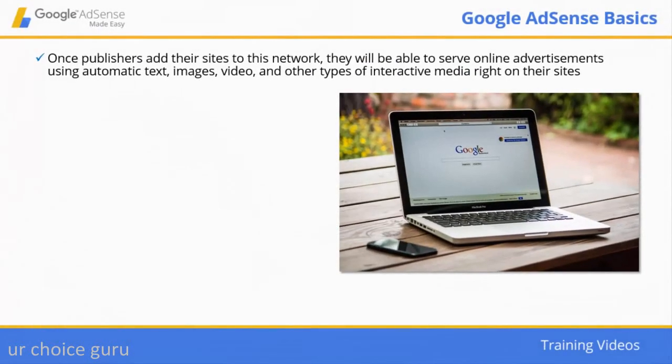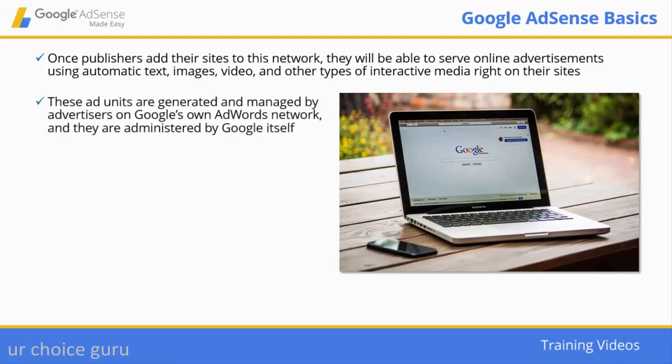Once publishers add their sites to this network, they will be able to serve online advertisements using automatic text, images, video, and other types of interactive media right on their sites. These advertisements, or ad units, are targeted according to a site's content and audience. These ad units are generated and managed by advertisers on Google's own AdWords network, and they are administered by Google itself. In other words, Google serves ads on sites that are part of the AdSense network on behalf of advertisers that are part of the AdWords network.